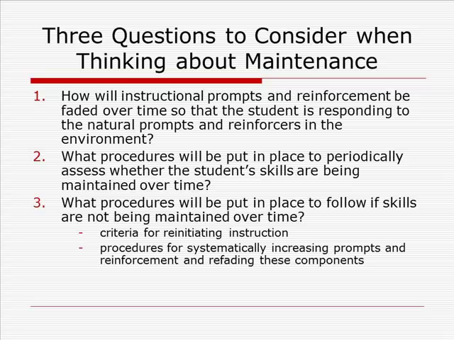This ends the tutorial on generalization and maintenance. By now you have been through all 3 tutorials, and you are now invited to take the quiz that is provided to you online.